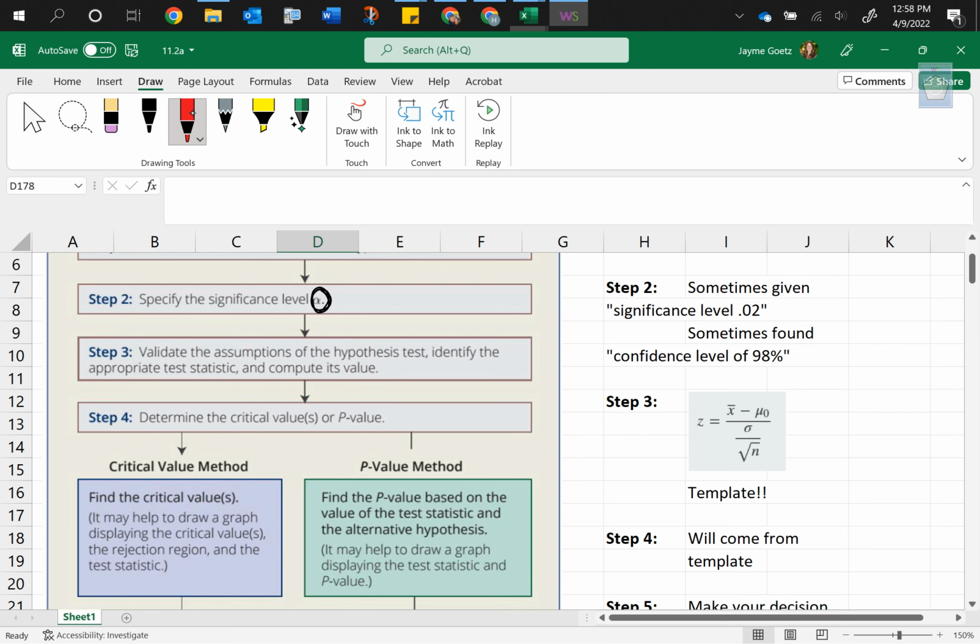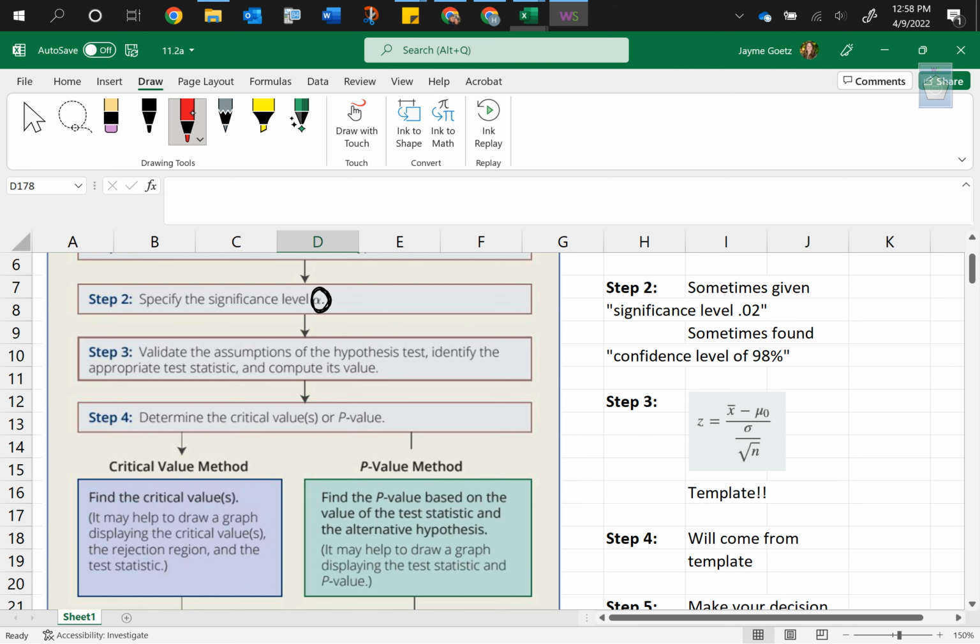To do that, we have to use this incredibly complicated formula. My z value when sigma is known is x bar minus mu sub 0 over sigma over the square root of n. That's gross, that's a lot of work, but I have a gift for you. Instead of making you figure this out every single time by yourself, I am going to give you a template.